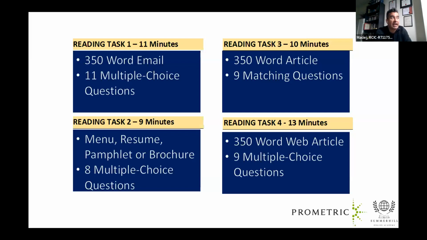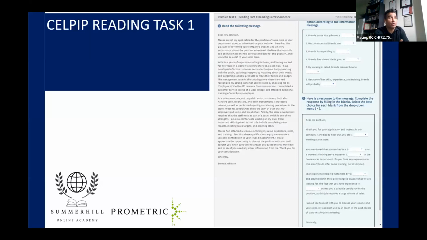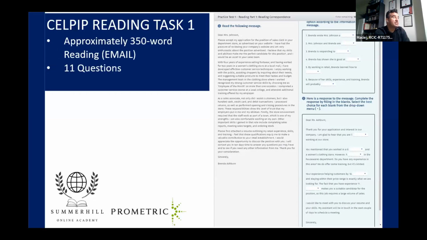Again, it's not about how many words, it's about how good you are at finding the food that you need in a menu. And roughly, when you calculate between the IELTS general and CELPIP general, you're reading half the amount of words. You also get less time, because you get roughly 20 minutes for each of the three sections. But again, it's a lot shorter in terms of the amount of words. For CELPIP task one, for example, it's an email of 300 words, and you have 11 questions and 11 minutes to complete.